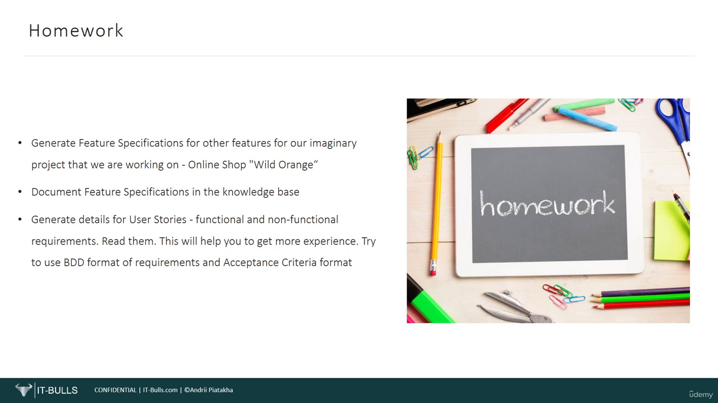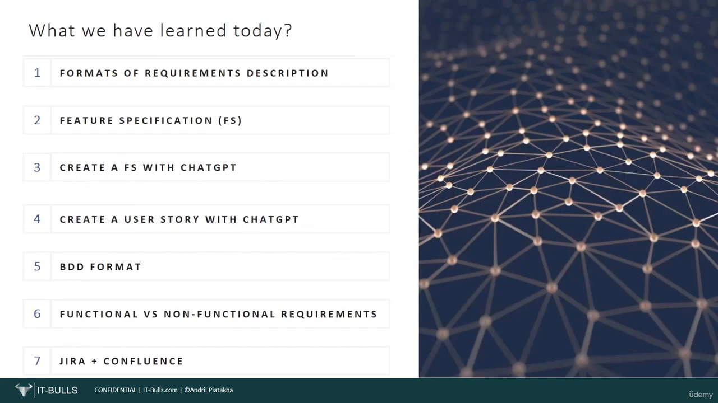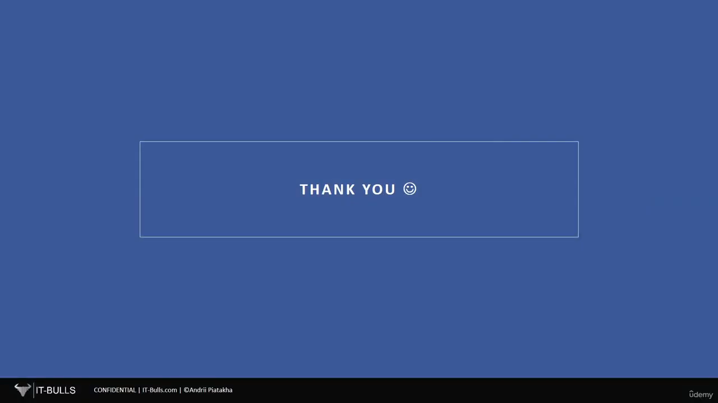And now let's recap what we have learned in this lesson. Today we learned different formats for requirements description. Special focus was on the feature specification. I showed you how you can create feature specification with the help of ChatGPT. We also generated a user story with the help of ChatGPT. I explained how you can use BDD format for description of functional requirements. We also learned the difference between functional and non-functional requirements. And at the end of the lesson, I showed you how you can connect Jira project to Confluence Space and use Jira macro. That's all for this lesson.